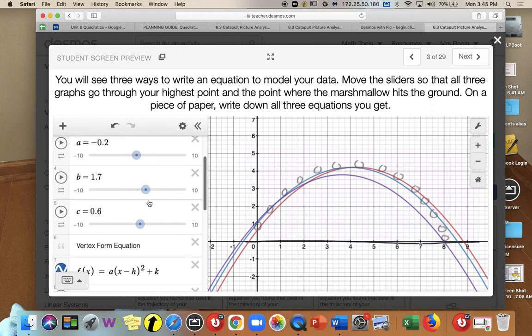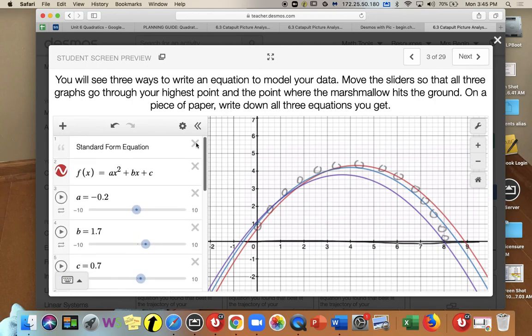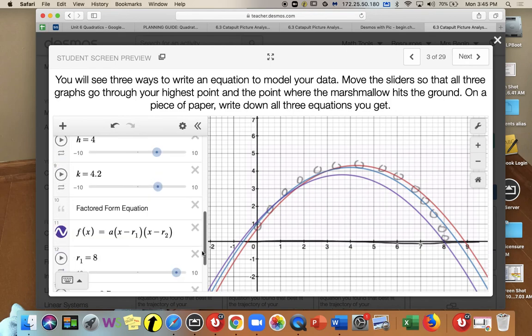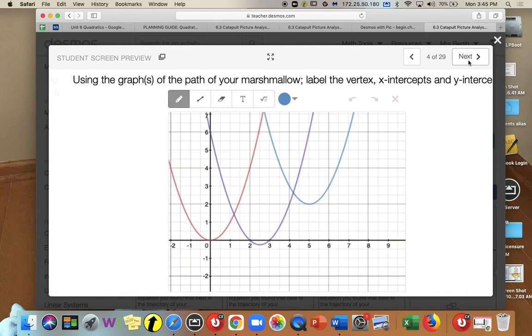And let's take a look at this one right here. I want to change this one just a little bit more. Okay, so I'm pretty happy with those 3 graphs. Again, we're going to take a look at, all right, what does standard form tell you in a graph? What does factored form? And what does vertex form tell you in an equation? So that's what the next 3 slides are. They want you to input these numbers and look at the equation.